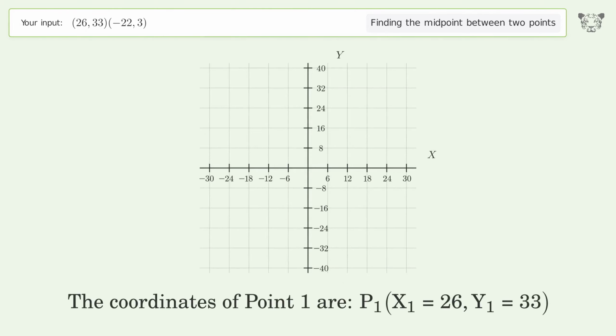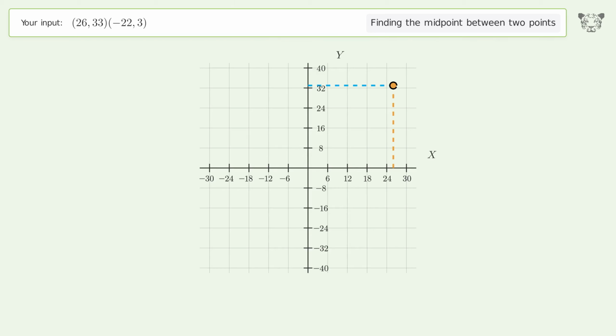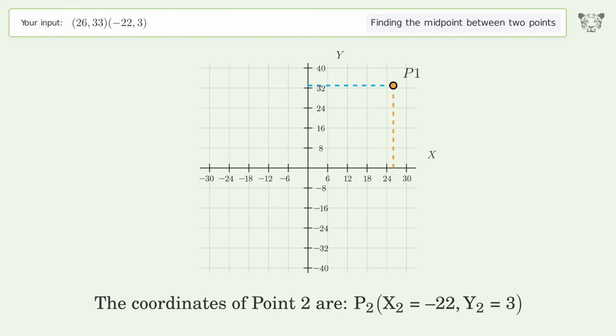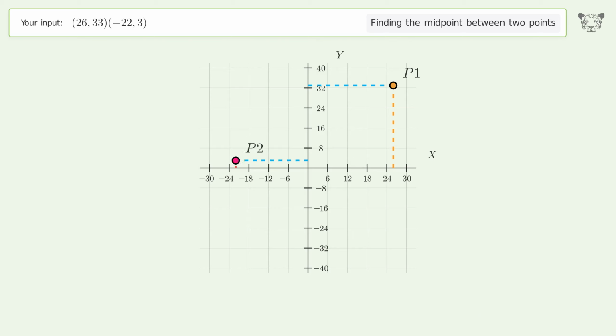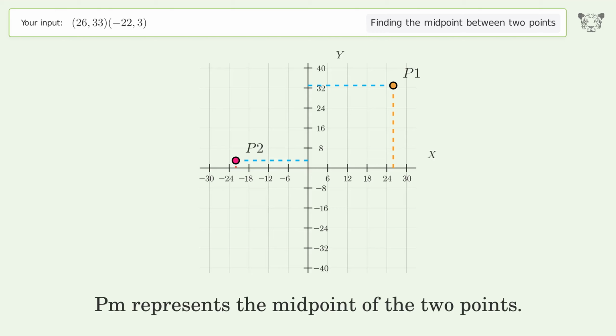The coordinates of point 1 are, x1 equals 26, y1 equals 33. The coordinates of point 2 are, x2 equals negative 22, y2 equals 3. PM represents the midpoint of the 2 points.